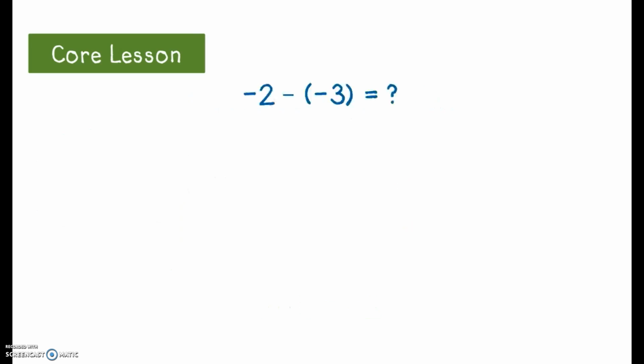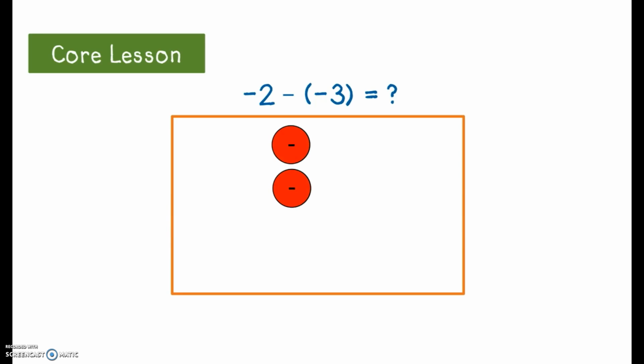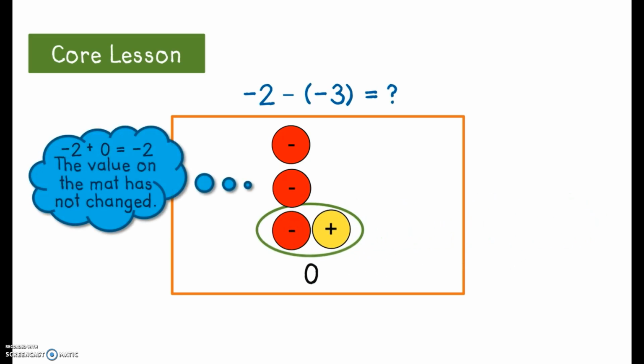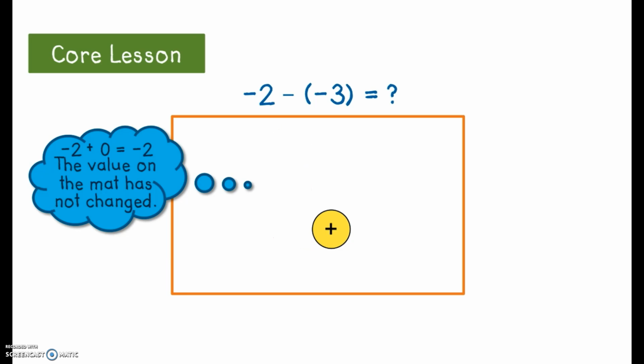Let's try another problem. -2 minus -3. I have -2 on the mat. I want to subtract -3, but I don't have enough negatives to remove. I add a zero pair without changing the value on the mat. Now I am able to subtract -3 and I'm left with a value of +1. -2 minus -3 equals +1.